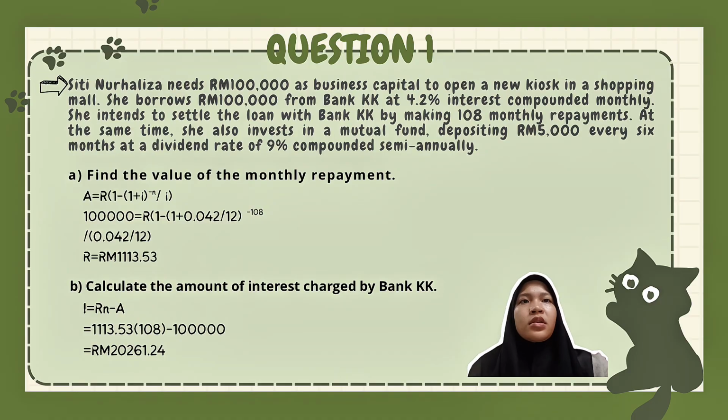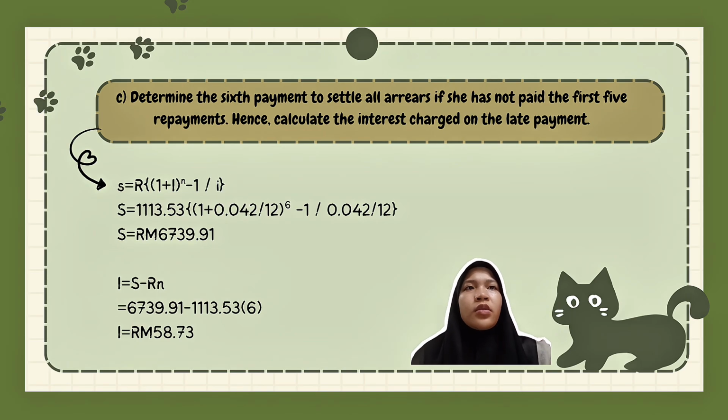For R is 1,130 ringgit 53 cents multiplied by 180, minus A, which is 100,000 ringgit. So we got the answer is 2,261 ringgit and 24 cents. So we move to question C. We need to determine the payment to settle all the rest if she has not paid the first 5 repayments.